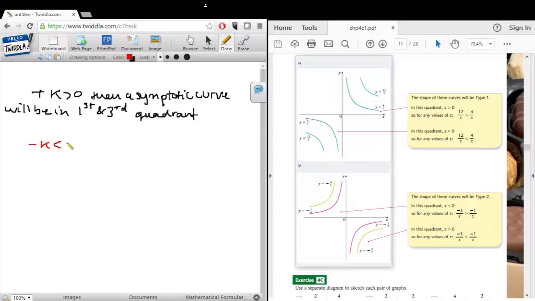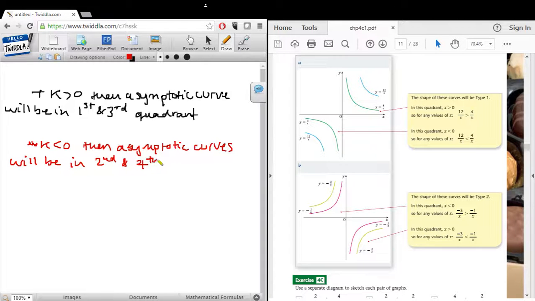Negative k. So if k is less than 0, then the asymptotic curves will be in the second and fourth quadrant.